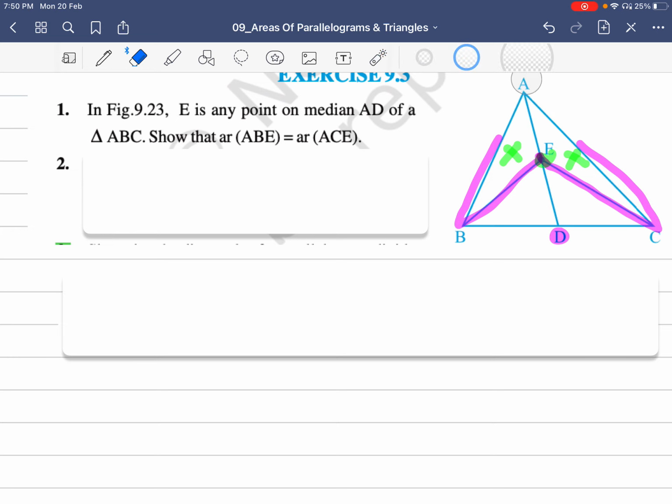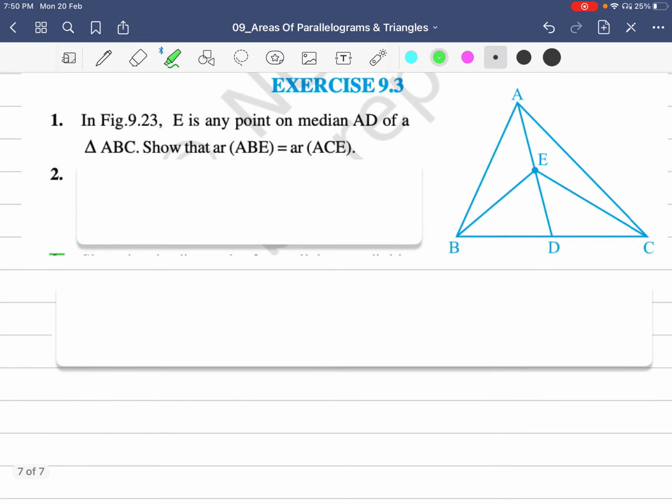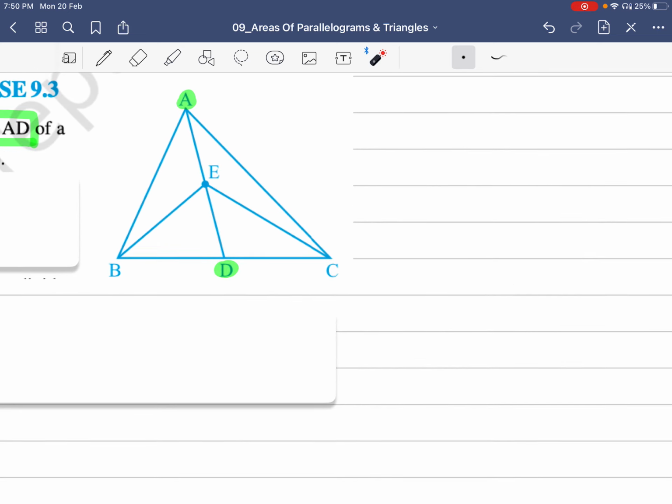So now let's get rid of all these things. Okay, so this is important information we have. Let me use a highlighter, that AD is a median. Okay, that's an important piece of information. We all know what is the definition of a median. A median is a line which connects a vertex to the midpoint of opposite side. Okay, so if AD is a median, then D is the midpoint of the side BC. That's a very important conclusion.